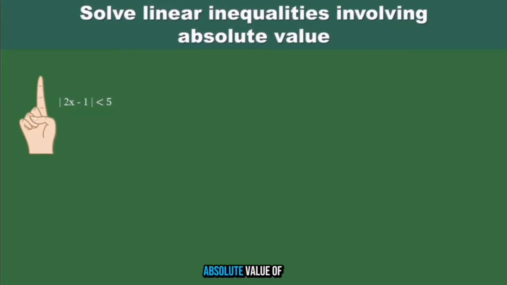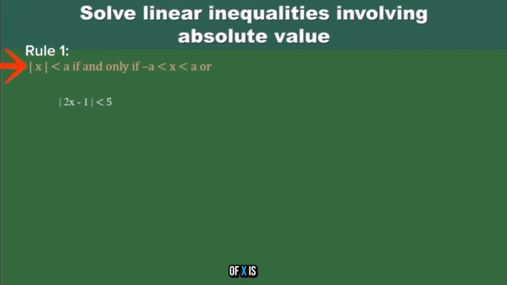Example 1. Absolute value of 2x minus 1 is less than 5. Meaning to say, we want to find all the values of x that make the distance between 2x minus 1 and 0 less than 5. Because the absolute value is less than a number, we use this rule. Absolute value of x is less than a means negative a is less than x is less than a.